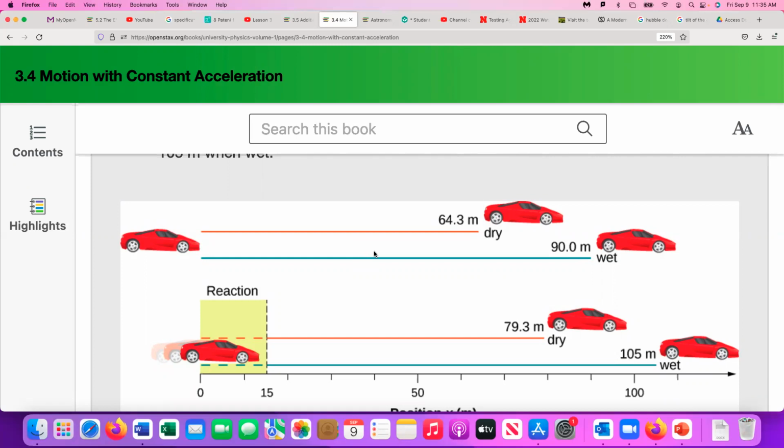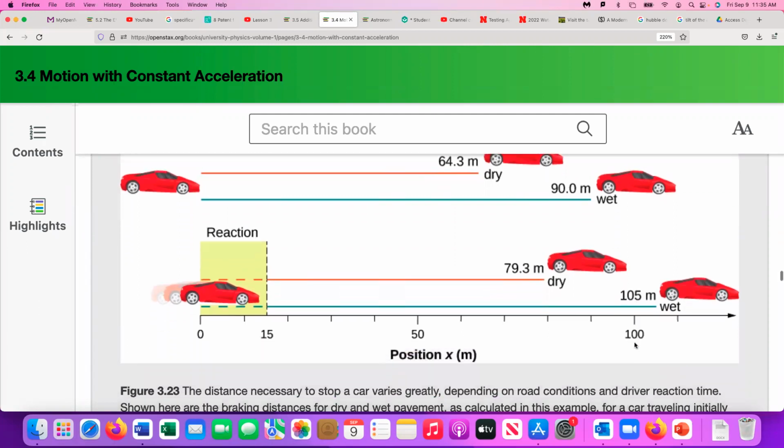But that's what they do here. They take the reaction time and calculate the distance that the car travels in that reaction time. And then they add that reaction distance on to the two distances that the car traveled, the 64.3 and the 90, in dry and wet conditions. And they get new answers of 79.3 and 105 to calculate those final stopping distances with that extra time.